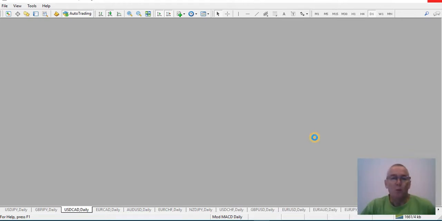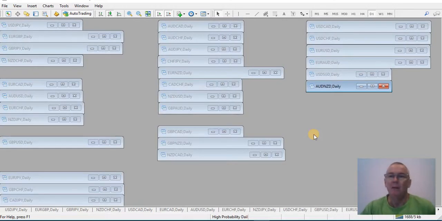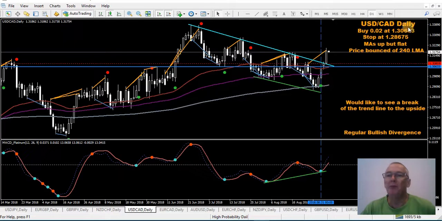Alright, as we wait, the Aussie interest rates didn't change much yesterday, didn't cause too much grief on the Aussie pairs, which was a good thing. But there was a bit of action, a bit of movement on, looks like Euro and a few yen pairs, so things are happening. Alright, here we are on the high probability daily charts. Let's go through what we've done this morning.